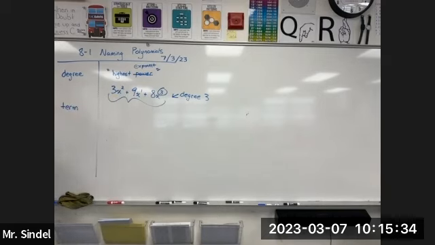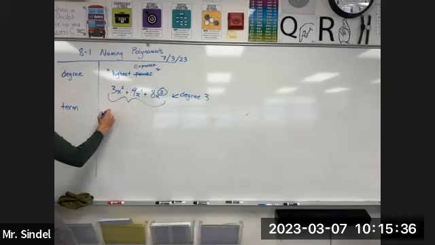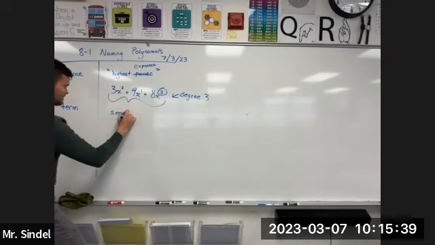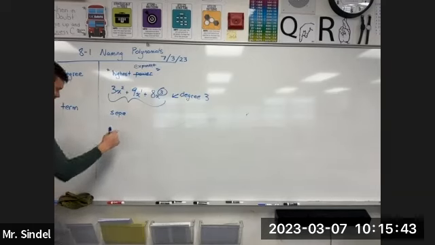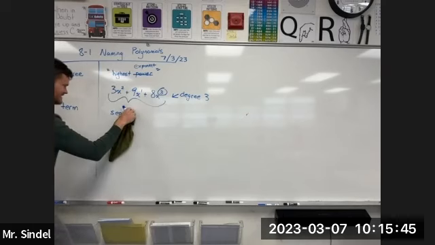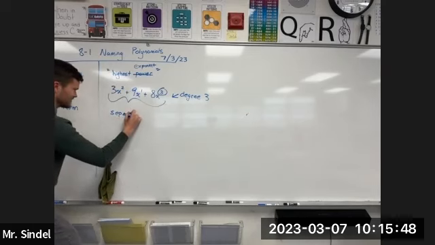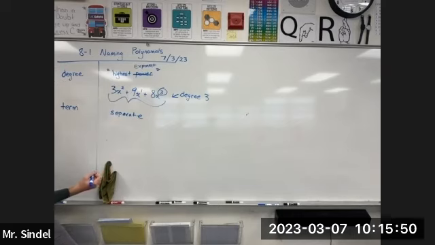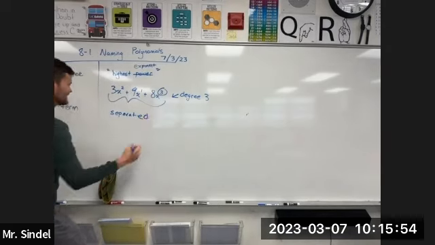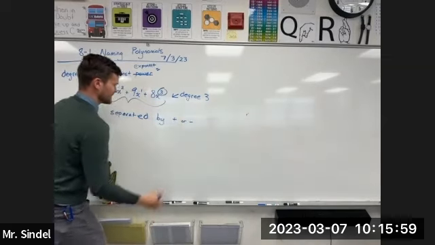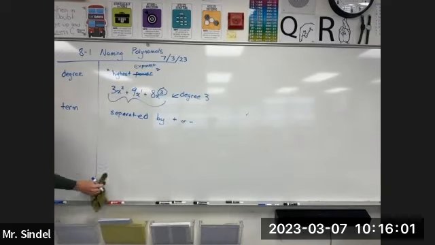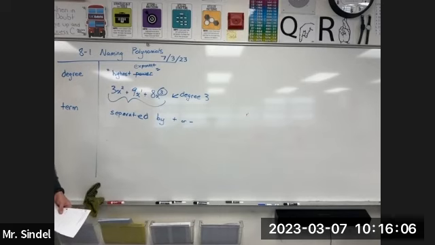So a term is, I'm going to make it as simple as possible, separated by a plus or minus sign. Anyway, I need to know how to spell separate. It is with an A. All right. If you're separated by plus or minus, you are a term.